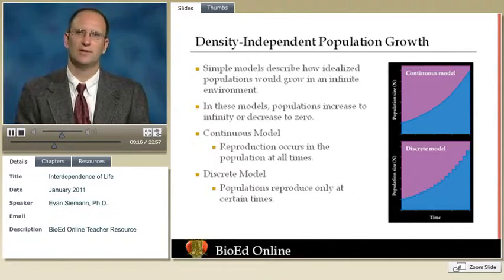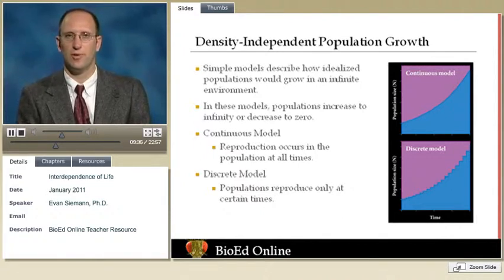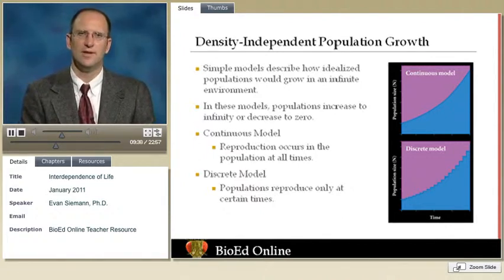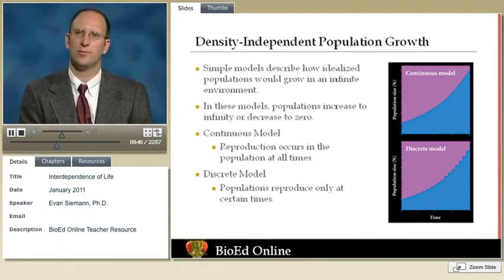In one type of model, reproduction, births, deaths, immigration, all happen continuously over time. In these models where the entry and exit of individuals from a population happen continuously, ecologists use differential equations to describe the growth of populations. In that type of model, the dynamics of a population will look like an increasing curve, so a geometrically increasing curve that increases ever more rapidly with a very smooth trajectory.